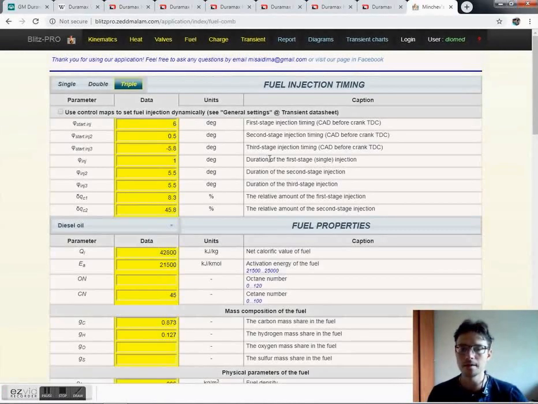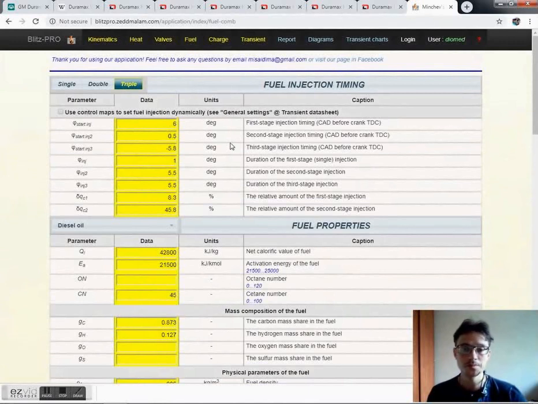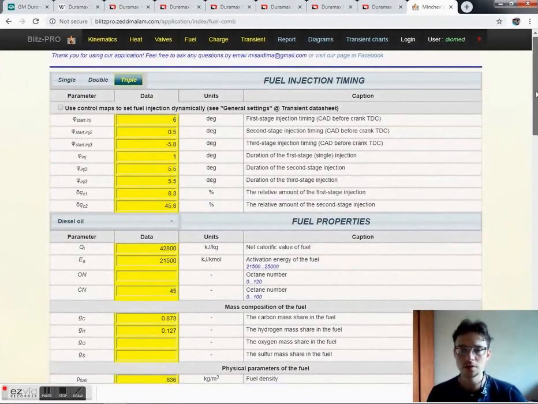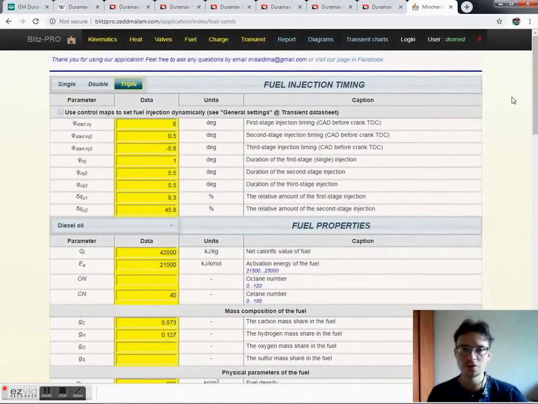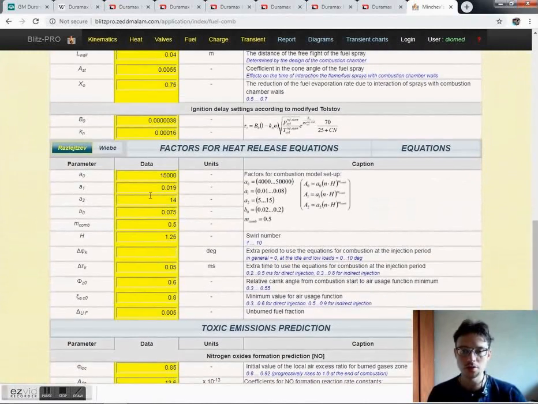We will focus on the combustion process simulation. The most important page for us is the fuel page, which is used for this setup. Blitz-PRO gives the user the ability to calculate combustion in diesel engines in two modes. It suggests the Razleytsev or Weber combustion model.